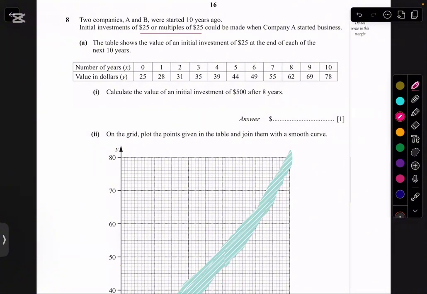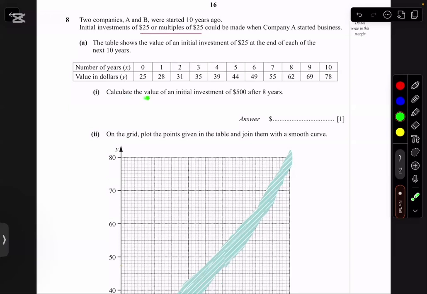Now the reason they say it's a multiple of 25 is that if we start something at an equal interval, we can compare it by the ratio method with some other multiple. If we started the investment with, let's say, a multiple of 200, we can very easily compare it by the ratio. That we'll do in the later parts of the question. So $25 or multiples of 25 could be made when company A started the business. The table shows the values 28, 31, 35, 39, and so on. The table is given to us.